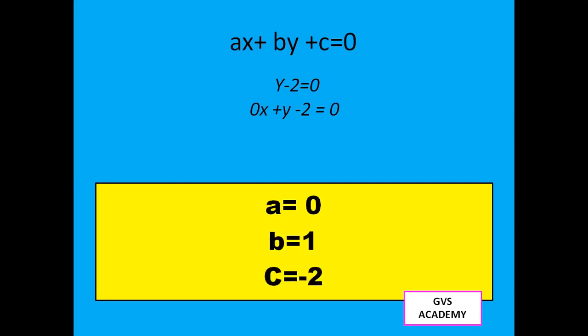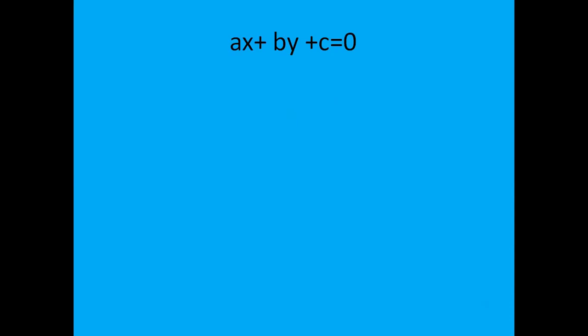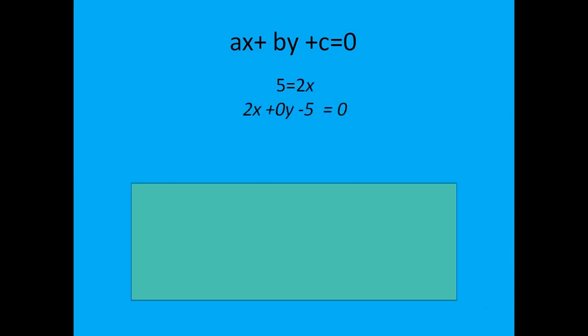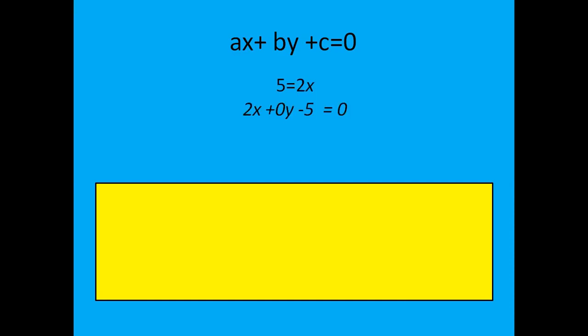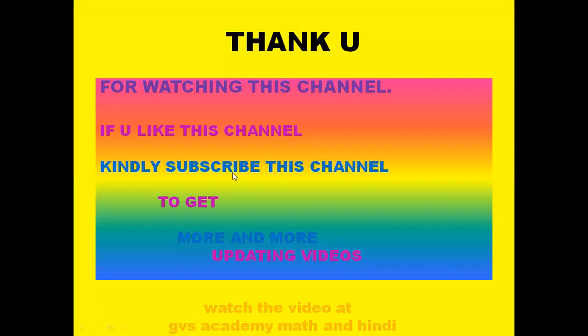Next we go for the next one. 5 equal to 2x. So 2x plus 0y minus 5 equal to 0. Here always x will be represented on the plus side. So take this 5 to that side. On the RHS side it becomes minus 5, equal to 0. So a is equal to 2, b is equal to 0 and c is equal to minus 5.